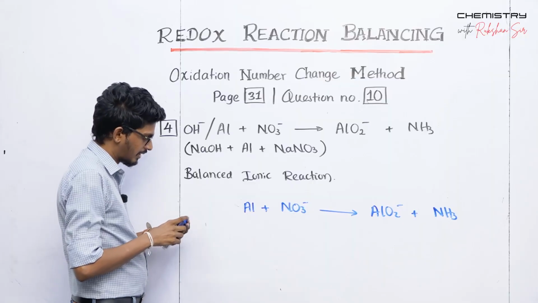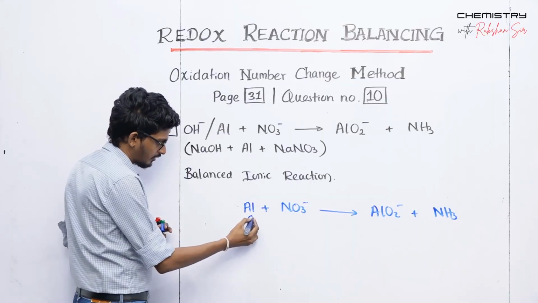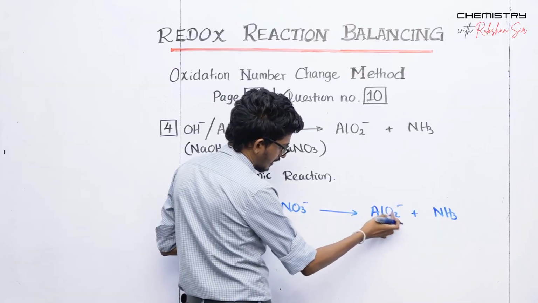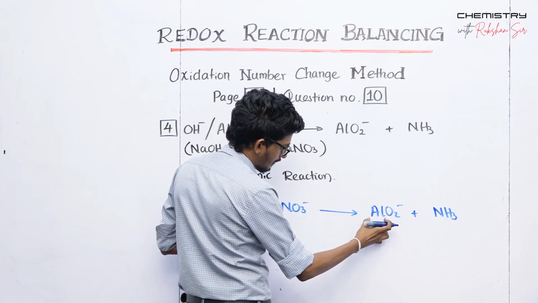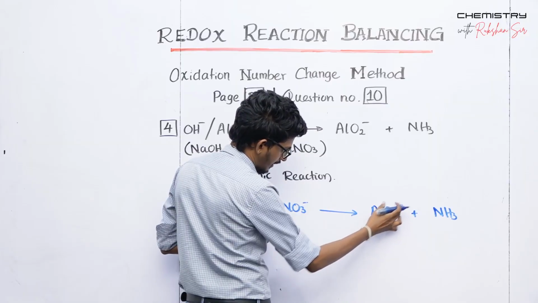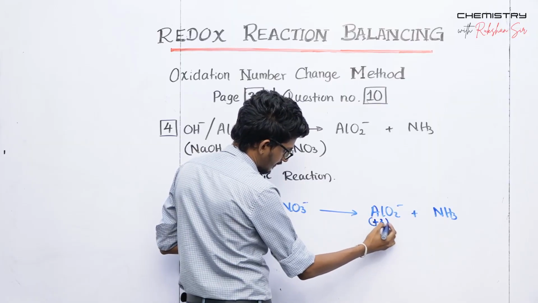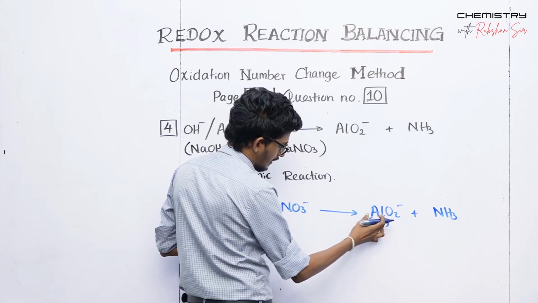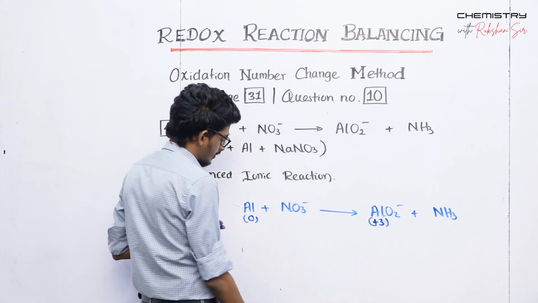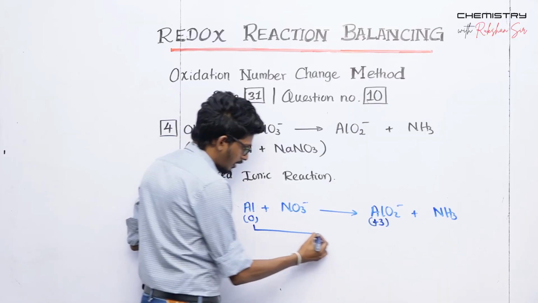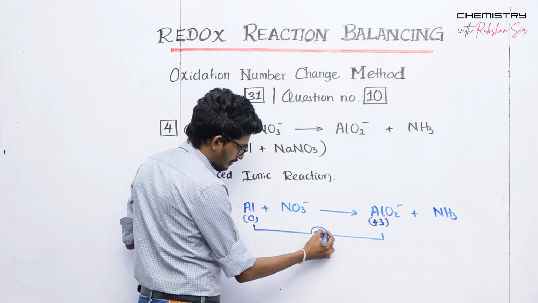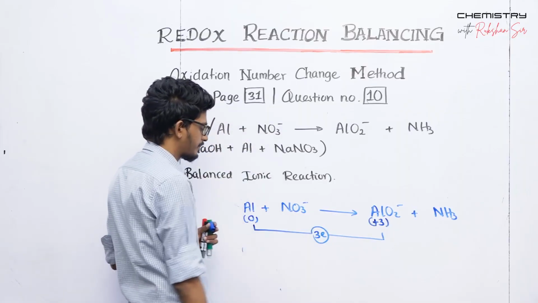Next step, balancing the oxidation states. Here the oxidation state is 0. With this aluminium, minus 4 is there. So this is plus 3 minus 1, that is minus 4. Minus 4, that means plus 4 minus 1 is plus 3. So how much difference is here? Just 3 units of difference there.